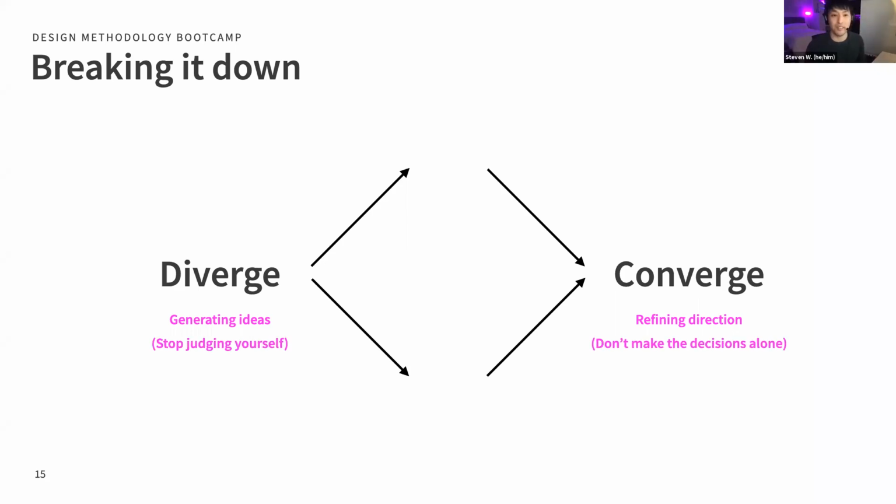So stop judging yourself if you want to diverge. And if you want to converge, well, do not make decisions alone. Yeah. And of course, in the middle, why I'm not getting into the weeds is because really, depending on just so many external circumstances, this is going to look different, right? Based on timelines, budget, requirements, audience, products, teams.